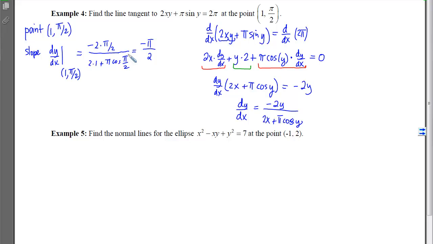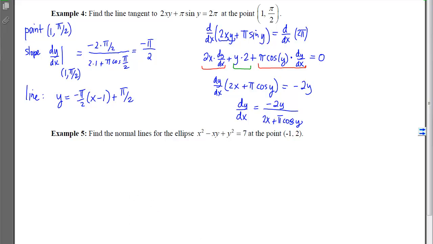So now I have a point, and I have a slope. I can write the equation of the line as y equals the slope times x minus the x-coordinate plus the y-coordinate, and I'm done.